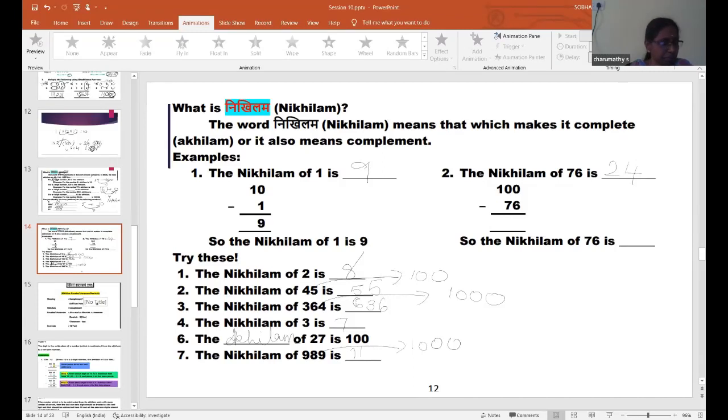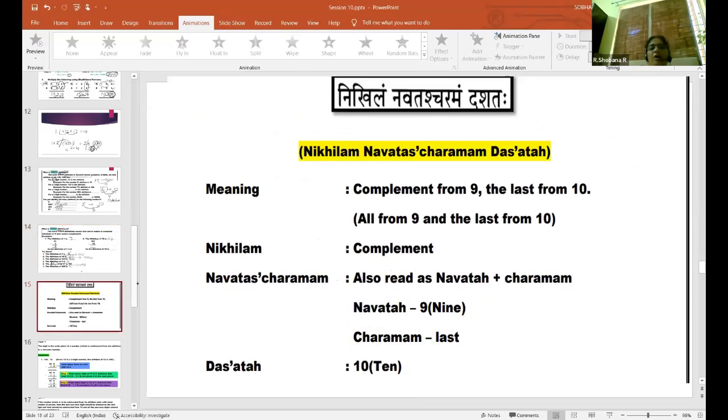Okay, we'll go to the next one now. So now here we have a new sutra. Nikhilam Navatashcharamam Dashataha. Nava means, I think all of you know, it stands for 9. Navaratri, 9. So Nava is 9 in Hindi.